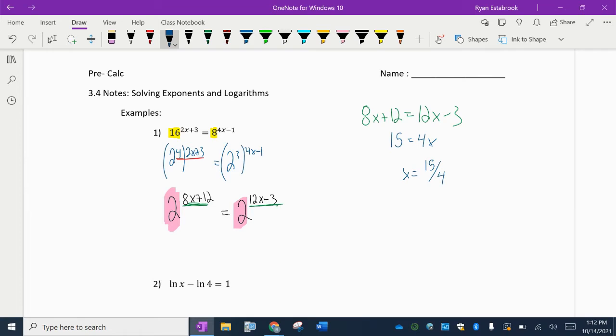And I'll tell you, as I was starting this problem off with guess and check, there's no way I would have guessed 15 over 4 as a possibility. So having a method is actually going to be very helpful for this. So strategy number 1, get them into the same base. Get the 16 and 8 down to a base of 2, because then we can actually set the exponents equal to each other. So there's strategy 1.